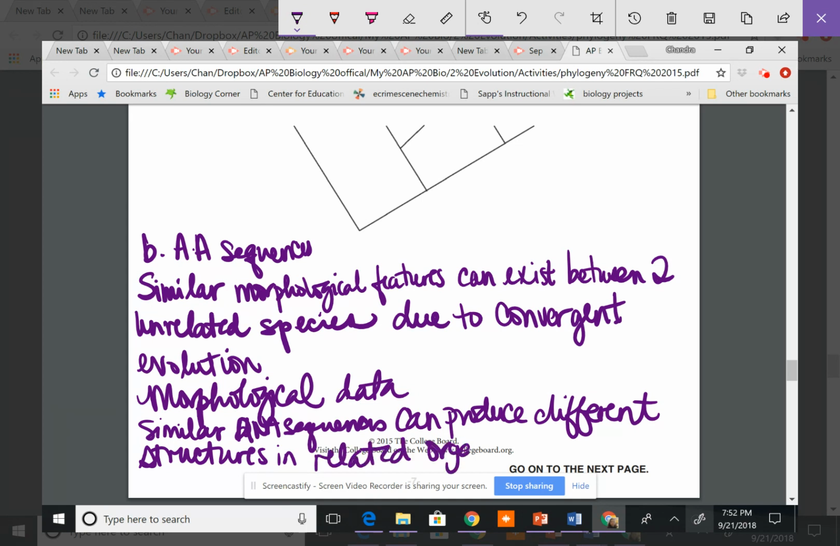And if you wanted an example, you just have to look to our own species, chimps versus humans. Evolutionarily, we are closely related. But when you look at our features, no one's going to mistake a chimp for a human. Okay? We have some similarities for sure, but we don't look exactly the same.